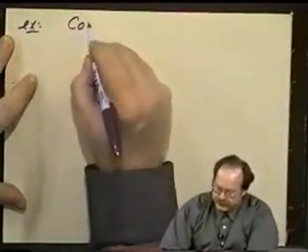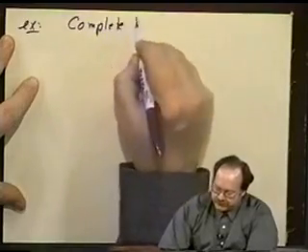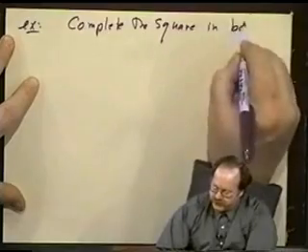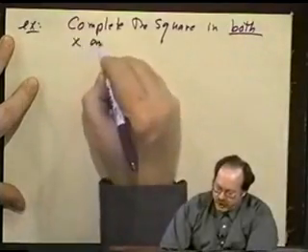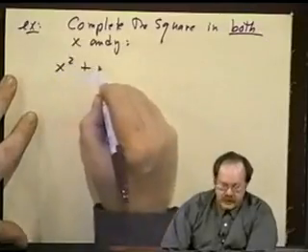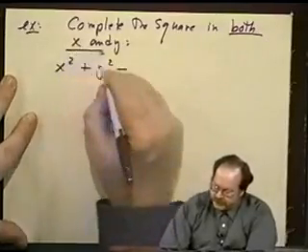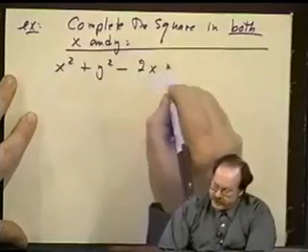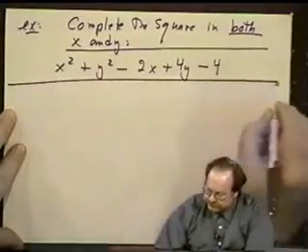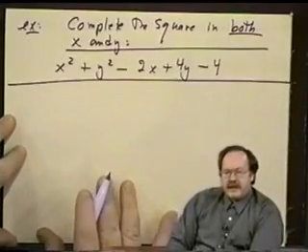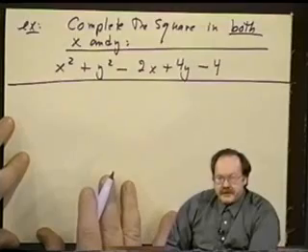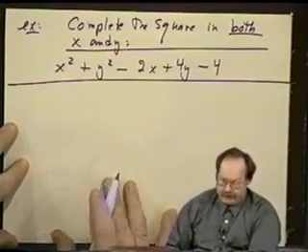Example. Complete the square in both x and y. So this is one that has two variables, x squared plus y squared minus 2x plus 4y minus 4. So this will turn up, as I say, when we talk about the equations of circles. So again, we follow the same procedure, except we just have two variables to do it on.